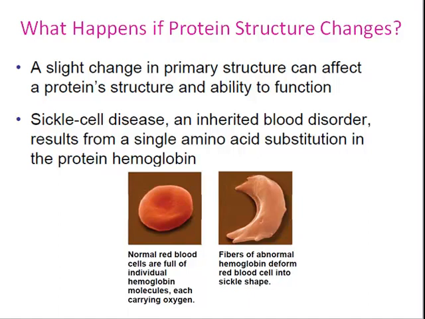So what happens if protein structure changes? Well, a slight change in primary structure can affect a protein's structure and ability to function, such as sickle cell disease, which is an inherited blood disorder. It results from a single amino acid substitution in the protein hemoglobin.